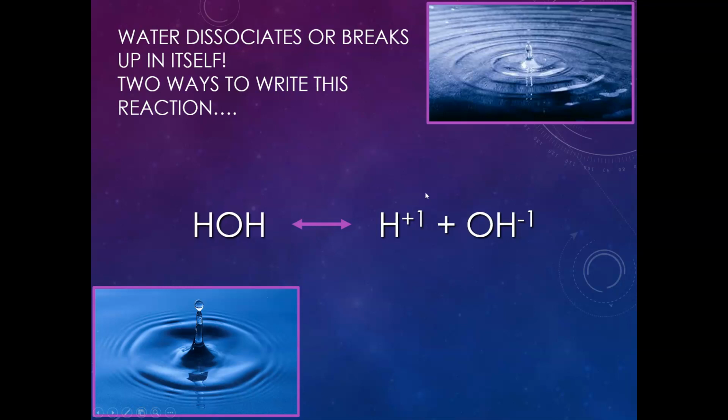Now, the hydrogen ion doesn't like living by itself. Water is slightly polarized, so what it tends to do is create that hydronium ion. That hydrogen ion is going to bond with another water molecule and create this hydronium ion, along with the hydroxide.